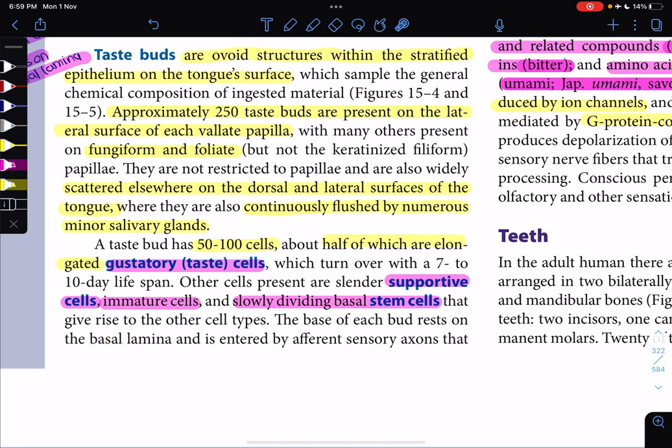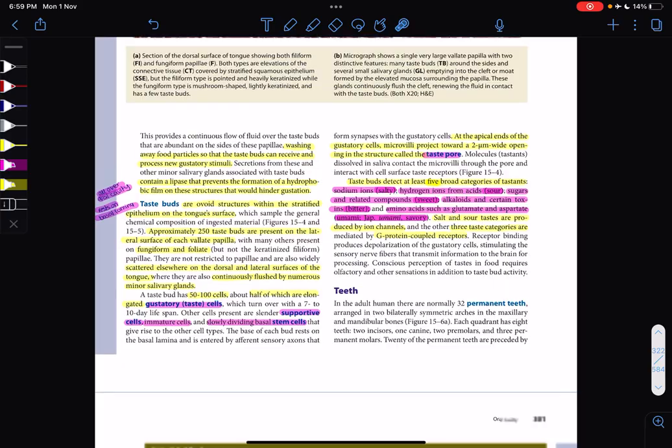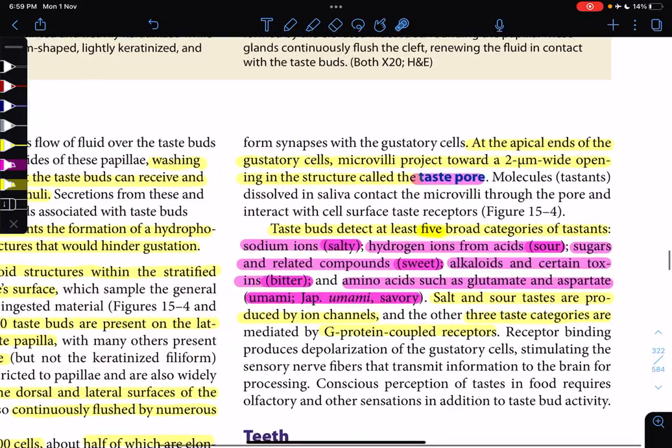So the taste buds are made of more than one type of cell: gustatory cells, supportive cells, immature cells, and slowly dividing basal stem cells. The base of each bud rests on a basal lamina and is entered by an afferent sensory axon that forms synapses with the gustatory cells. At the apical ends of the gustatory cells, microvilli project toward a 2 micrometer wide opening in the structure called a taste pore.